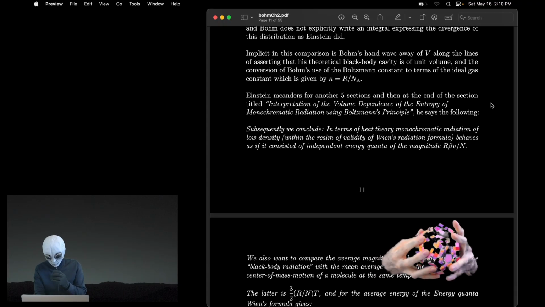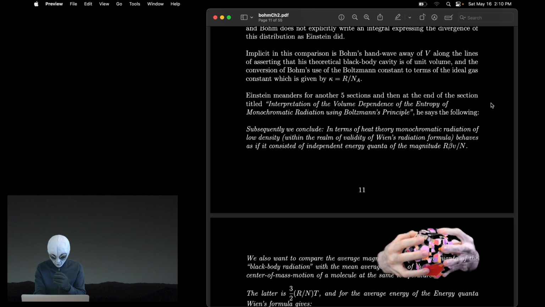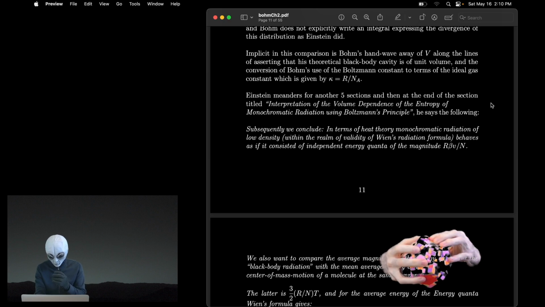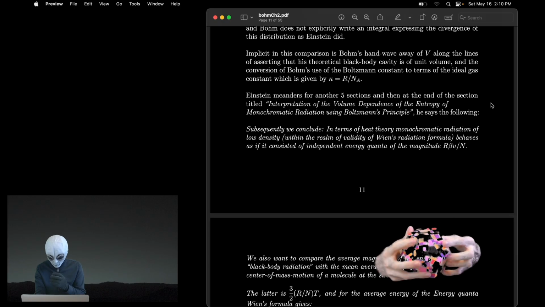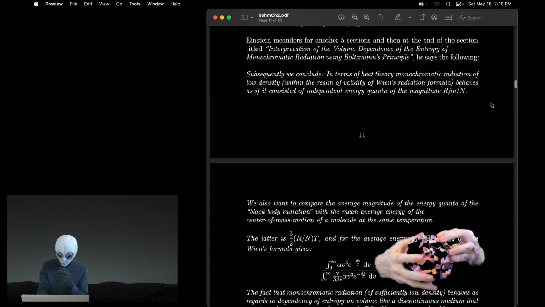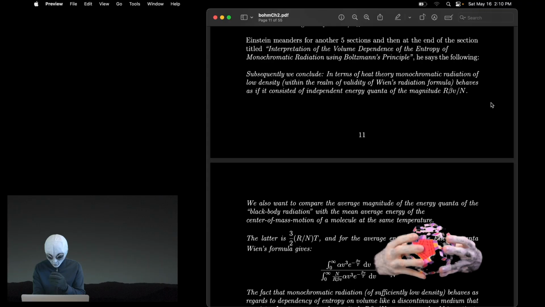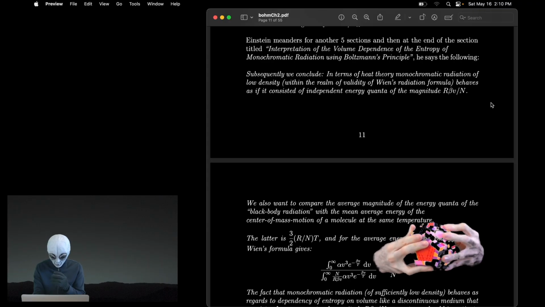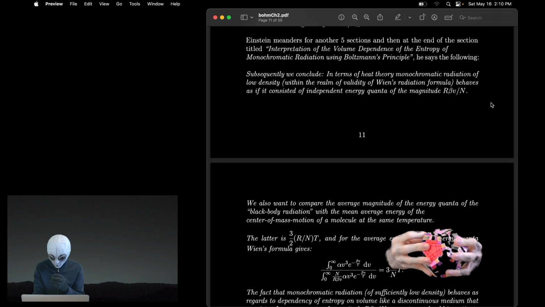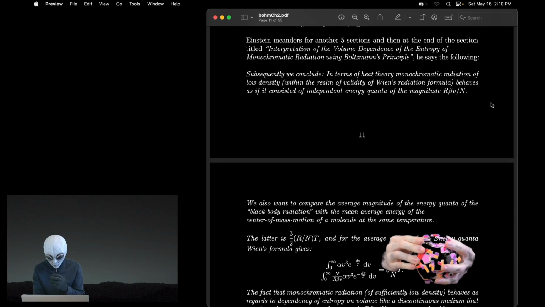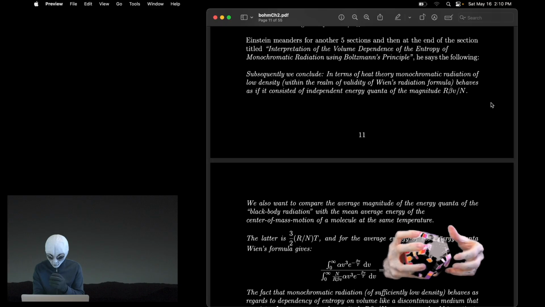Einstein meanders for another 5 sections, and then at the end of this section titled Interpretation of the Volume Dependence of the Entropy of Monochromatic Radiation Using Boltzmann's Principle, he says the following. Subsequently, we conclude, in terms of heat theory, monochromatic radiation of low density, within the realm of validity of Wien's radiation formula, behaves as if it consisted of independent energy quanta of the magnitude capital R beta lowercase v over capital N.